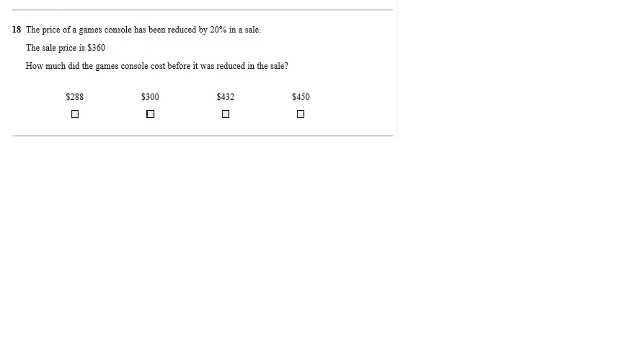The price of a game console has been reduced by 20% in a sale. It means if the price was 100, it is reduced by 20%, means now it is 80. It's not 20, it is reduced by 20. The sale price is 360. So definitely the original is more than 360. So this is a wrong answer. This is a wrong answer. Now you can have these two answers.